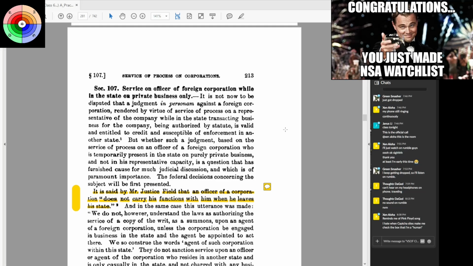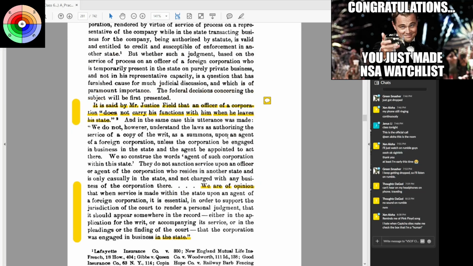But to read the top part here, it is not now to be disputed that a judgment in personam against a foreign corporation rendered by virtue of service of process on a representative of the company while in the state transacting business for the company, being authorized by statute, is valid and entitled to credit and susceptible of enforcement in another state. But whether such a judgment based on the service of process on an officer of a foreign corporation who is temporarily present in a state on purely private business, like going and catching that fish, and not in his representative capacity, is a question that has furnished cause for much judicial decision and which is of paramount importance. The federal decisions concerning the subject will be first presented. I don't want to get into this a tremendous amount, but there are a few little snippets in here that are kind of fun.